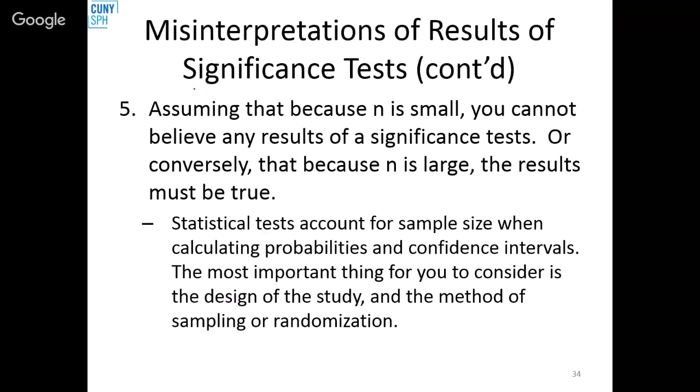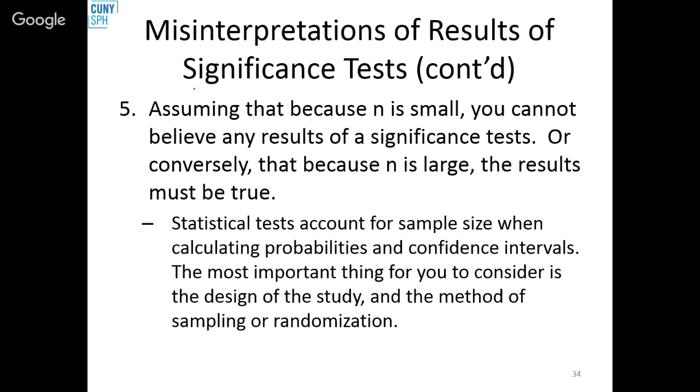This is one of my favorite misinterpretations: assuming that because n is small, you just can't believe any results of a significance test, or conversely, that because n is large, the results must be true. Both of these, I think, are misinterpretations. As long as you have a representative sample, a proper random sample, then your methods, the degrees of freedom, the calculation of the p-value account for sample size. And if n is small, you won't have a lot of power, but you will still have a valid p-value.